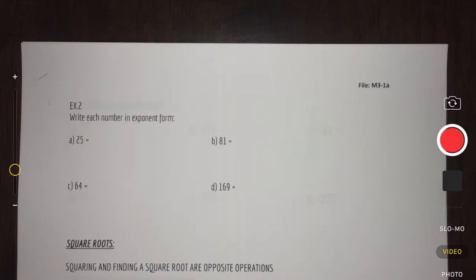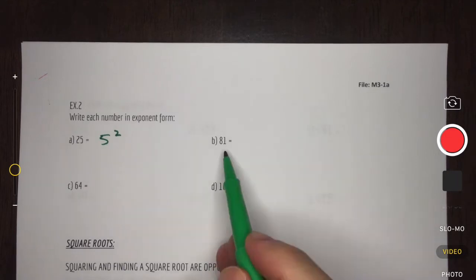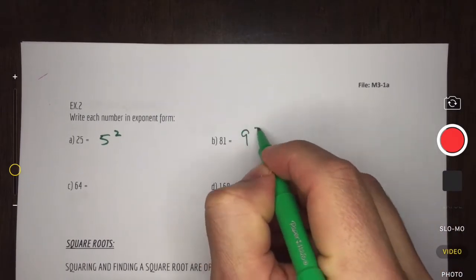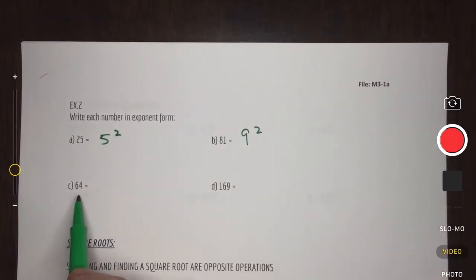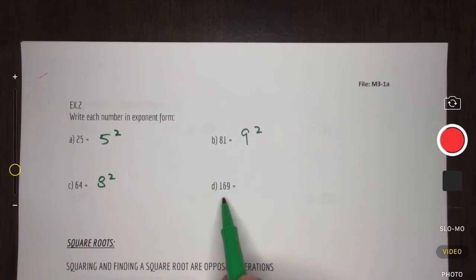In example 2, we're going to be asked to write each number in exponent form. So if I want to take 25 and write it in exponent form, I have 5 squared. What number do I need to multiply by itself in order to give me that 25? For 81, think, what number do I need to multiply by itself in order to give me that 81? That's right, 9 squared. What number do I need to multiply by itself to give me 64? That's right, 8 squared. What number do I need to multiply by itself to give me 169?